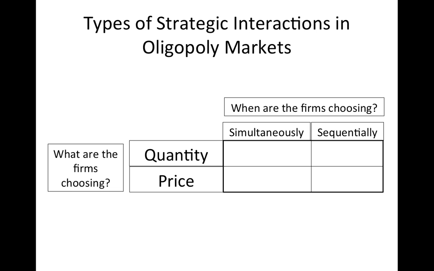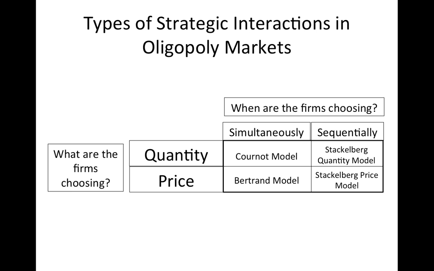If firms simultaneously choose what quantities to produce, we have the Cournot model of oligopoly behavior. If firms simultaneously choose what price to charge, we have the Bertrand model of oligopoly behavior. Models of sequential firm behavior are called Stackelberg oligopoly models. There are two such models, the Stackelberg quantity leadership model and the Stackelberg price leadership model. We will consider each of these models in turn in the following slides.